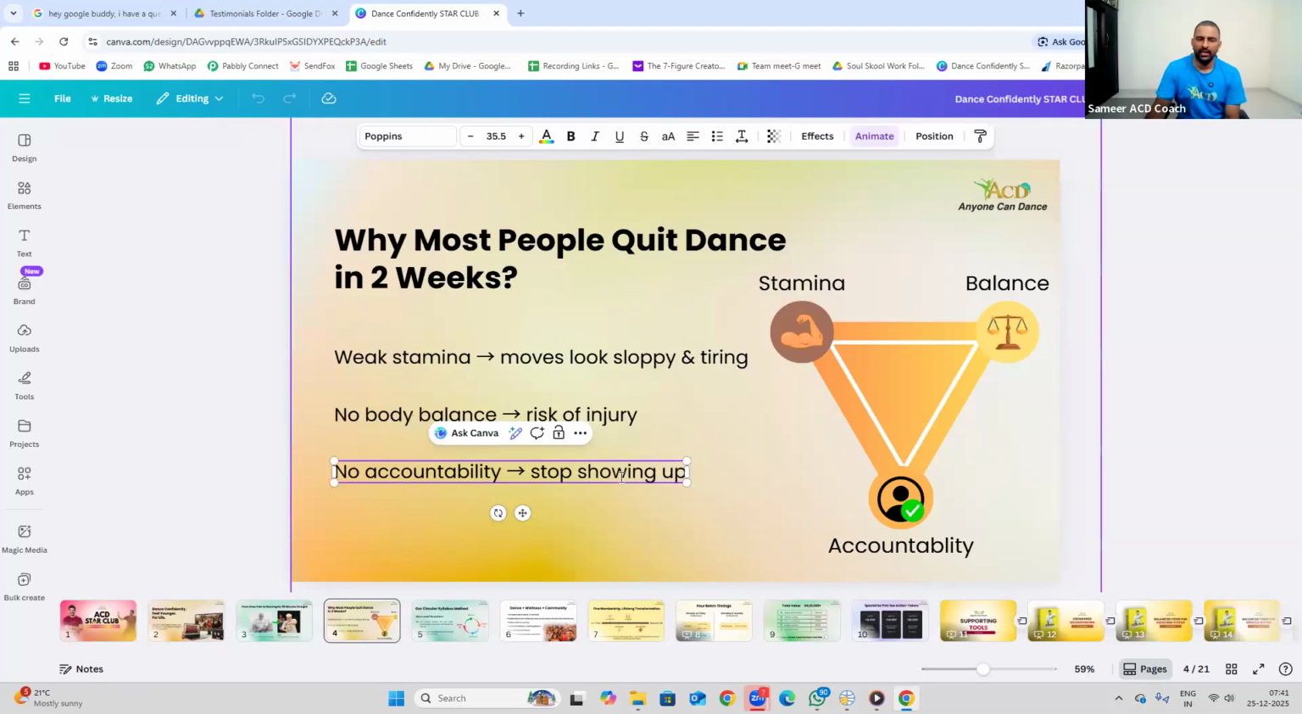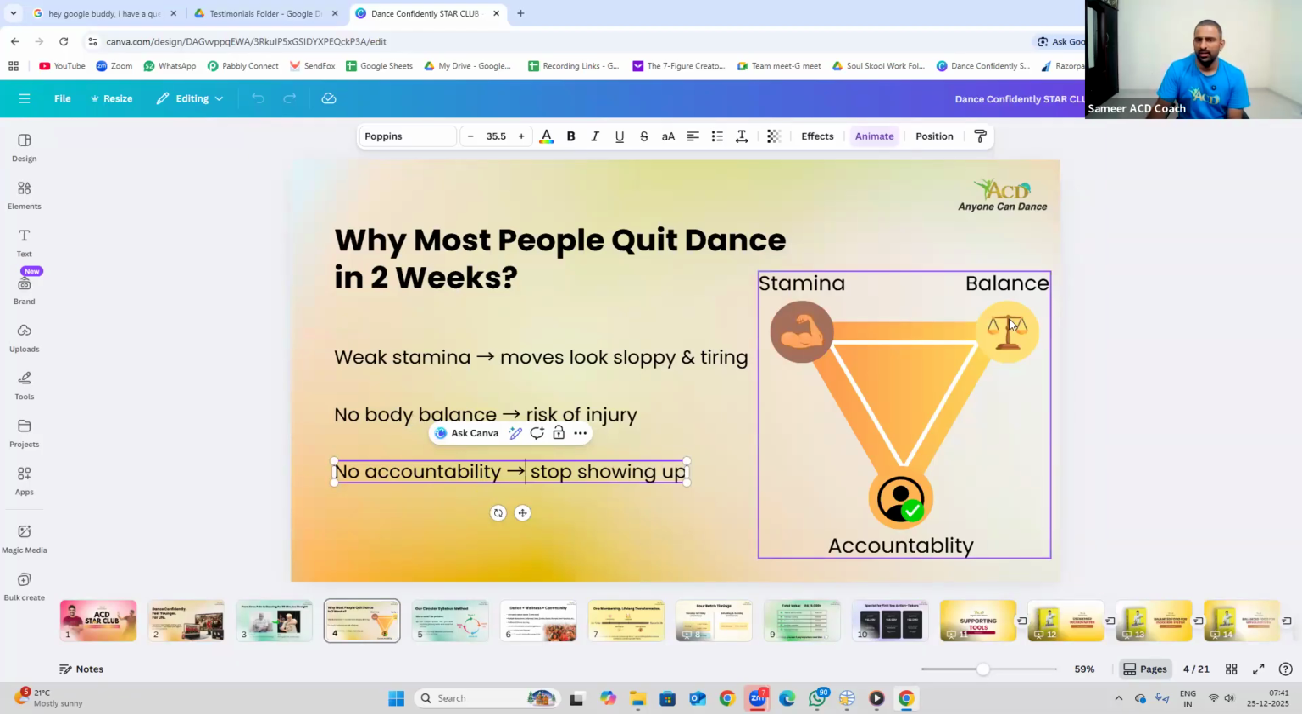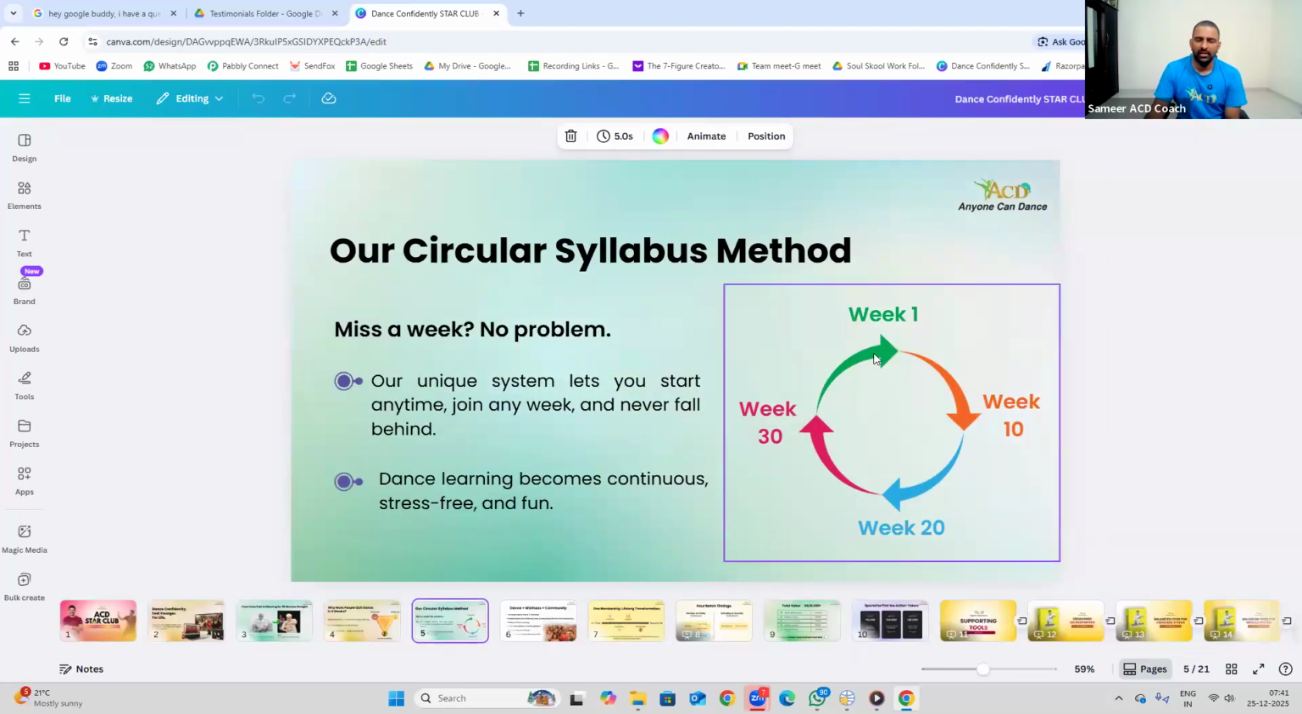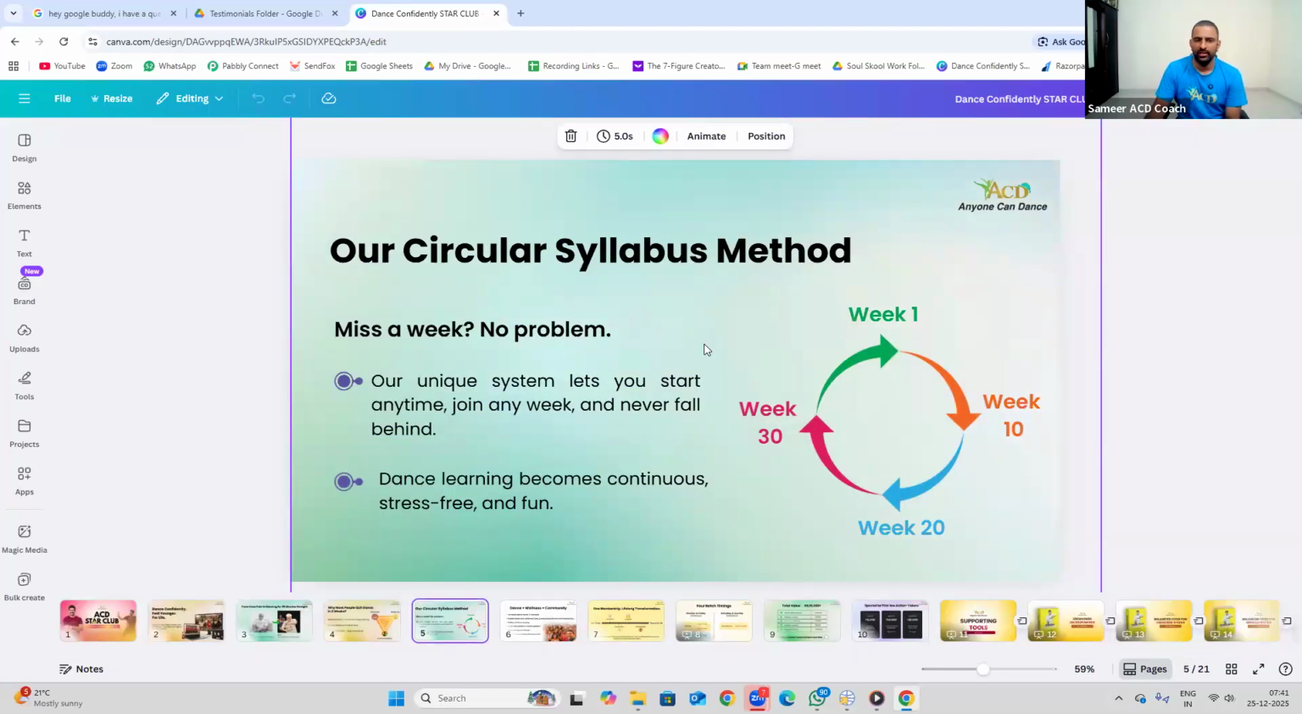So no accountability, and people stop showing up. That's the reason, along with your stamina. So along with the dance, Samir is taking responsibility for your body balance, your stamina, and then accountability, so that over time our relationship will go beyond transactions, my dear friends. And this is the magical circular syllabus method that we have introduced.